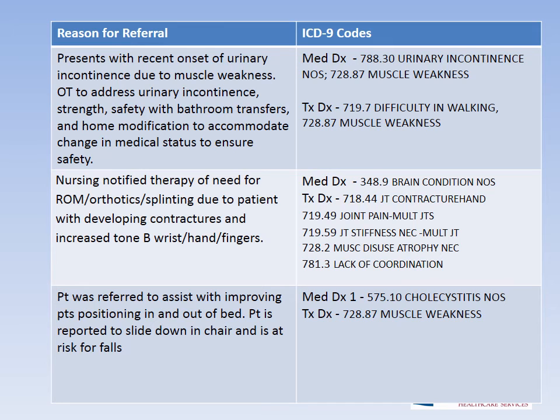Let's look at example 1. The reason for referral is straightforward, and the primary diagnosis codes represent the issues documented. But look at the treatment codes. This is an OT plan of care. The written treatment plan didn't address difficulty in walking, so that code should not be on the claim.